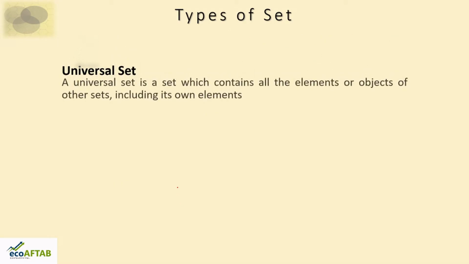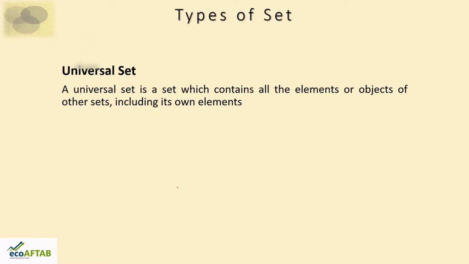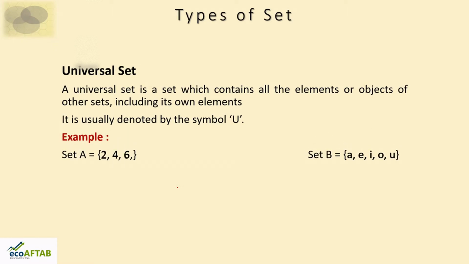Then comes the universal set. A universal set is a set which contains all the elements or objects of other sets, including its own elements. It may be confusing to understand what a universal set is just by reading, but if you see the example, it will be clear. It is usually denoted by the symbol U. For example, if set A is 2, 4, 6 and set B is A, E, I, O, U, then if you take all the items in set A and set B together, it is called the universal set.